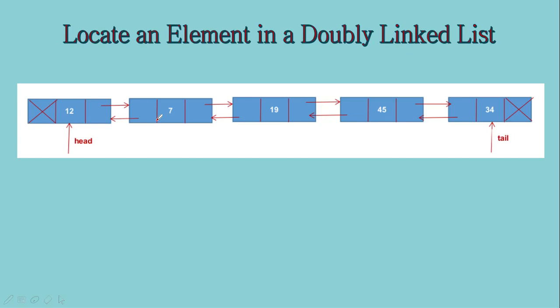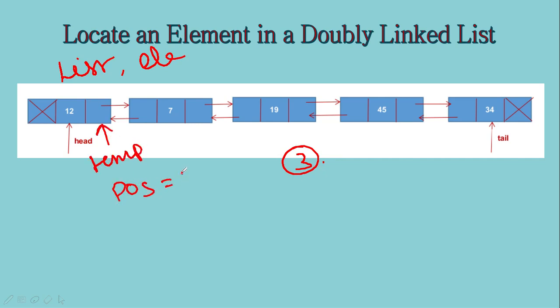Hi everybody, in this video let us discuss how to locate an element in a doubly linked list. The input for this algorithm is the list and the element which we are going to search for. For example, if I am searching for 19, the position, that is the value 3, should be returned. So let us consider a list like this, and let temp point to the first node and let position be equal to 1.